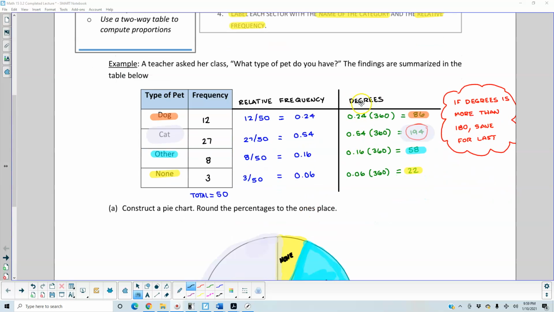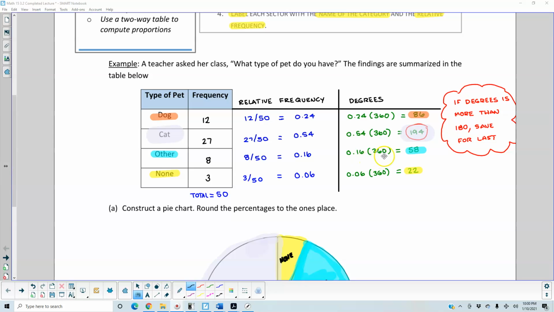Now, if we want to create a pie chart, we need to take this relative frequency and multiply each one of these by 360 so it gives us the degrees of how we should interpret our pie chart. So 0.24 times 360 is equal to 86 degrees for the dog portion of the pie chart. 0.54 times 360 is going to give us 194 degrees for the cat part of the pie chart.